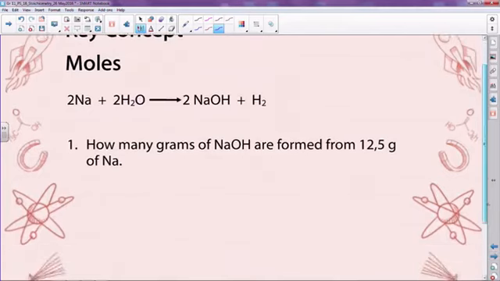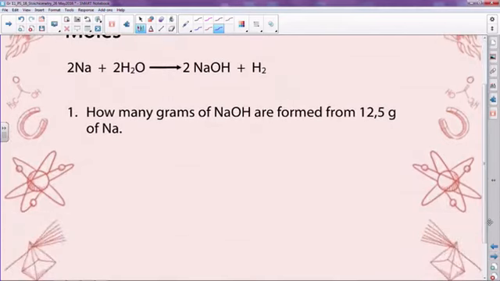So we're talking about calculating moles. I've got my ratio at the top. Now I like to work with the ratio and to write it out separately. I always do this. It's going to be a 2 to 2 to 2 to 1 ratio. That's my ratio.